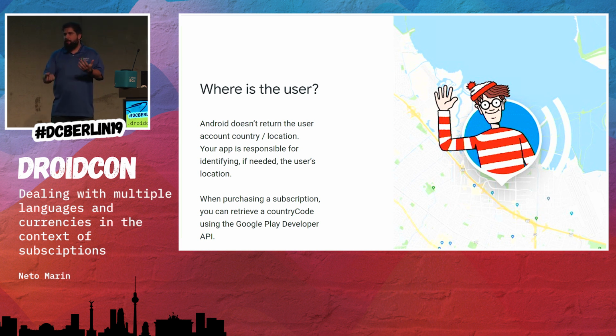If it's a subscription or an app product that you don't care about where the user is, don't worry, just use a query SKU details, and be happy, right?